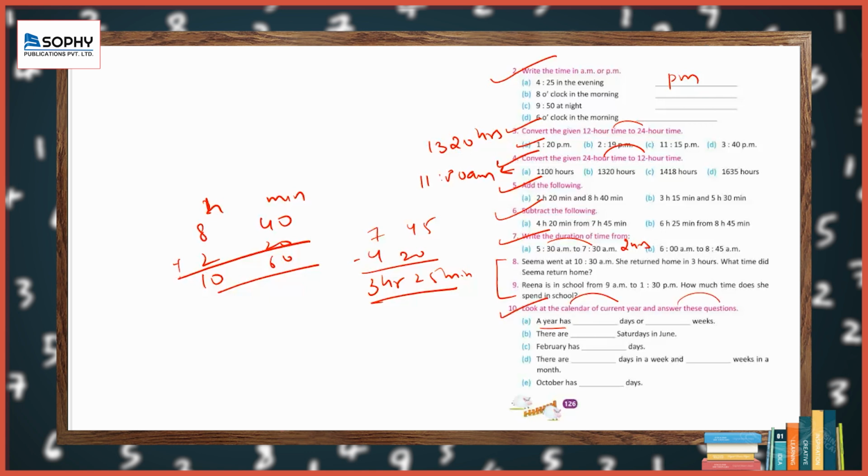A year has, in this year, our calendar is 2025. In the year 2025, this year has 365 days or 52 weeks. That's how you can solve the remaining parts, students.